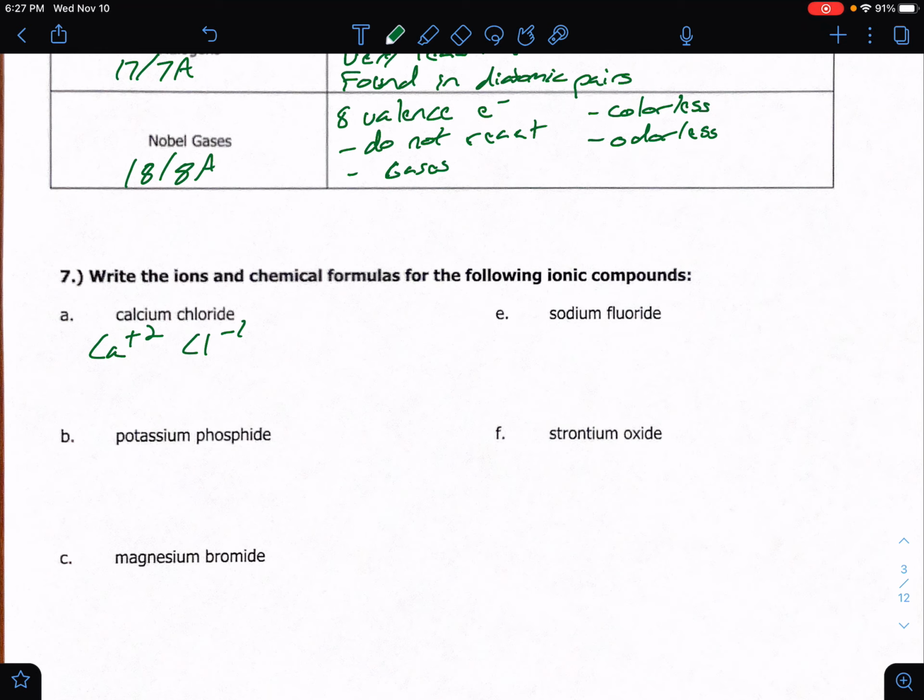You can look at this 2 ways. You can look at it as, I'm trying to get a +2 and a -2. How could I do that? I need to get to the same number. You would see that I just need 2 chlorines to balance out that 1 calcium.